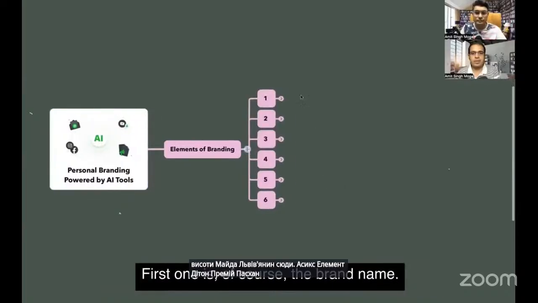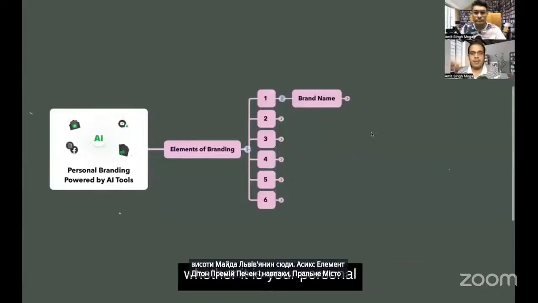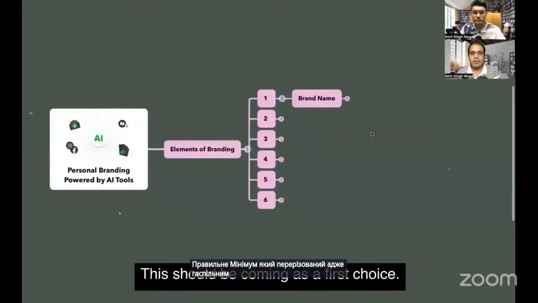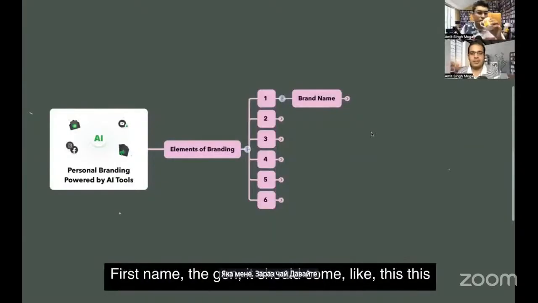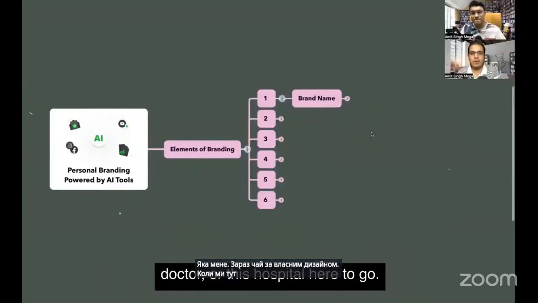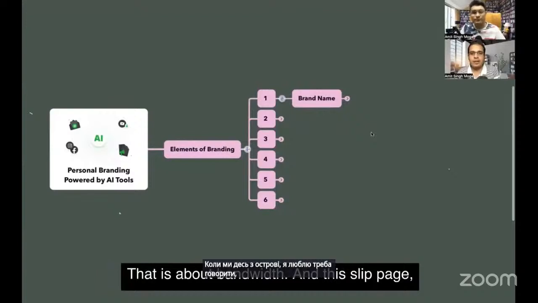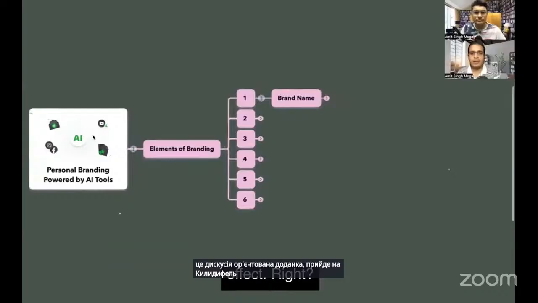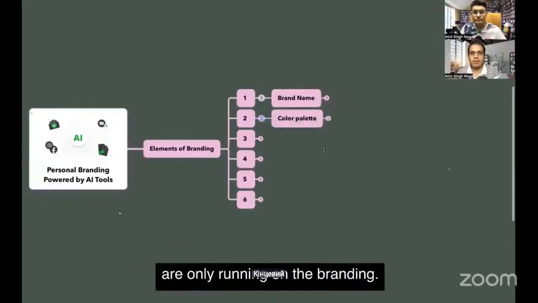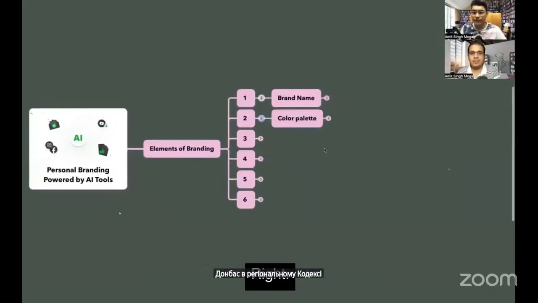First one is, of course, the brand name. Brand name means whatever name you keep, whether it is your personal name or the hospital name. This should come as the first choice whenever a person thinks of your branch, the orthopedician. The first name that should come is that this doctor or this hospital you have to go to. That is about branding. And this pays dividends over the long term because it has a cumulative effect, right? So many hospitals are only running on the brand name.